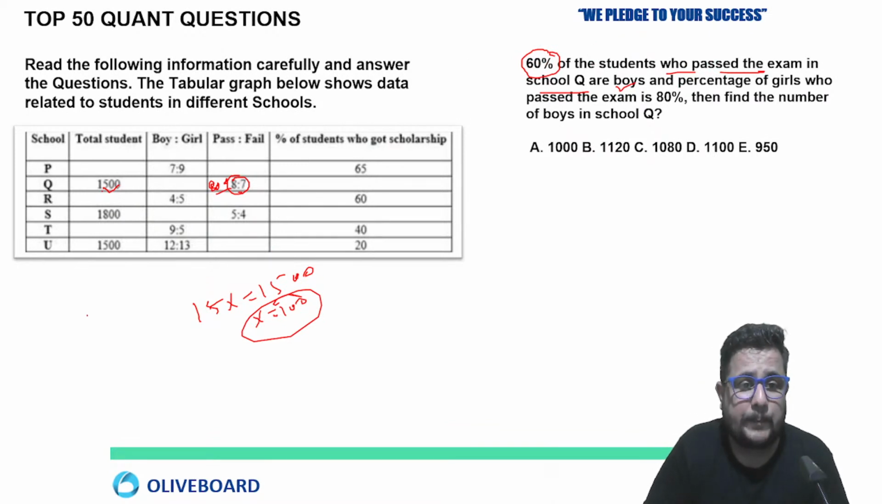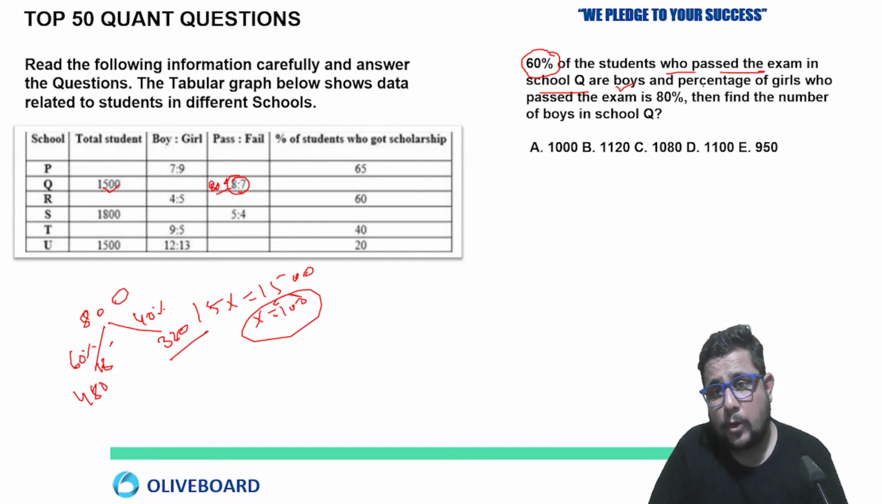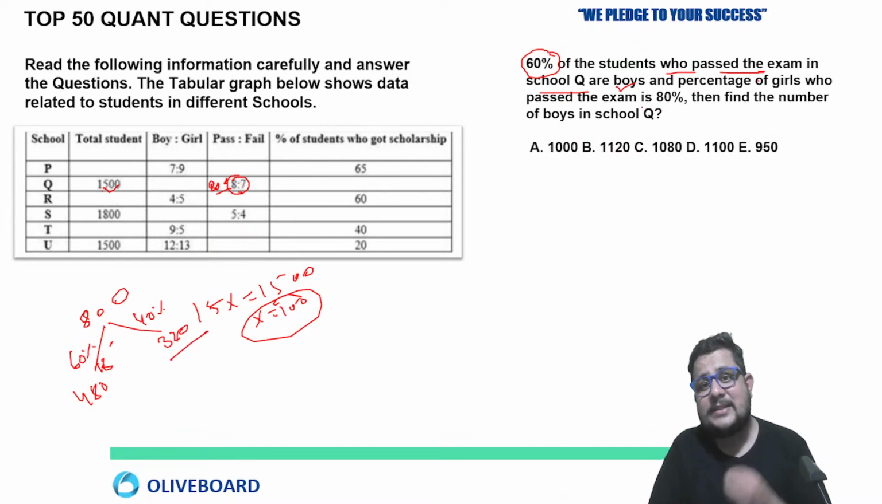So 800 pass the exam. Out of this 800, 480 means 60% would be boys and 40% are going to be girls. Clear? Now tell me, is this clear? 320. After this, the percentage of girls who pass the exam is 80%.